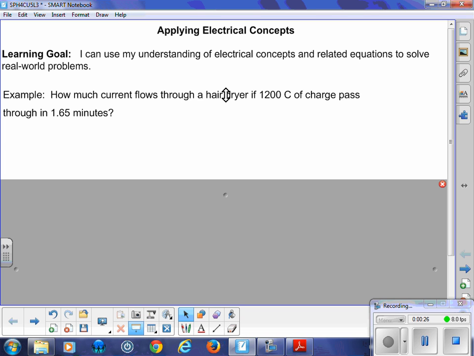So the first example is how much current flows through a hairdryer if 1200 coulombs of charge pass through in 1.65 minutes. So from yesterday, we know that current is a calculation of charge divided by time. All right, so I equals Q over T. Coulombs is a measurement of charge. So 1200 coulombs divided by time, which has to be in seconds because it is coulombs per second. So on the denominator, we need to convert minutes to seconds, and we need to multiply by 60.